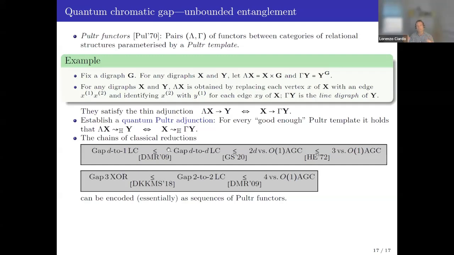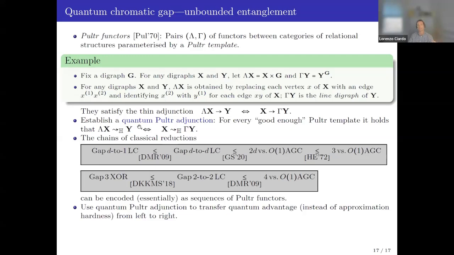And there are multiple steps that need to be handled. So some of them are Pultr functors, some of them are similar and can be handled essentially in the same way, but they're not exactly Pultr functors. So each of these steps requires some ad hoc technique. But the whole point is to use quantum Pultr adjunction to show that one can transfer, instead of approximation hardness, quantum advantage from left to right. And so starting from the conjectures about label cover and gap XOR, one ends up with a large unbounded quantum chromatic gap. Okay, and I think my time is finished, so I will stop here.